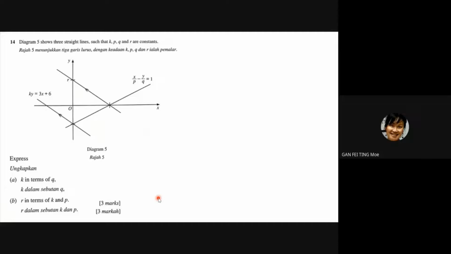Okay, let's continue. So now I have this part 1. K in terms of Q. I need to see where my K is. My K is here. Pay attention. This one will help you in mathematics as well, because it involves parallel only. No perpendicular.